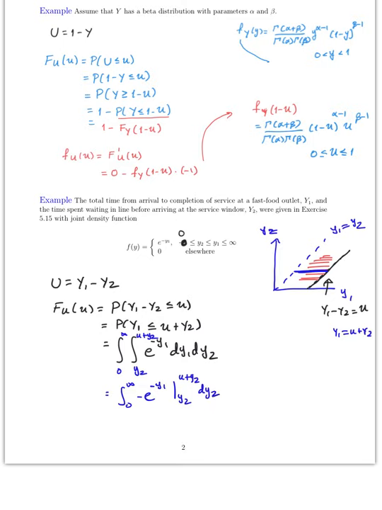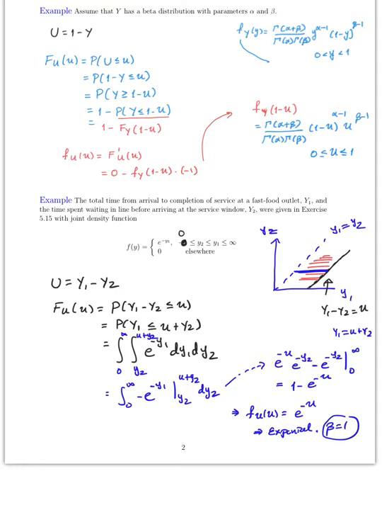And if we integrate again, which you should check, this is basic integration, it will be e to the minus u times e to the minus y2, from 0 to infinity. And once you plug in the limits, this will give you 1 minus e to the minus u. So then if you take the derivative of this, this implies that the density function of u will be just e to the minus u, which is exponential, where beta is equal to 1.